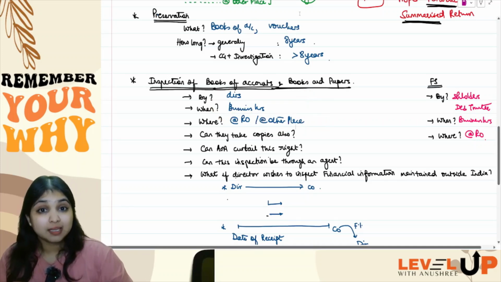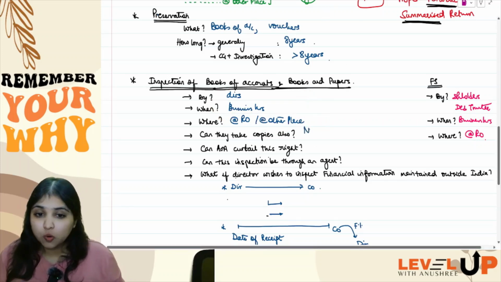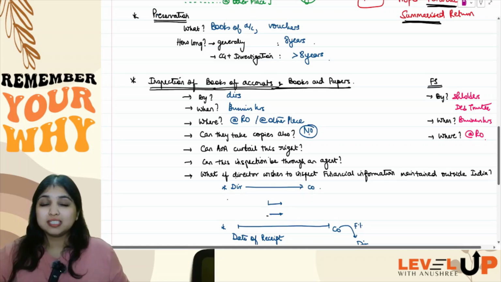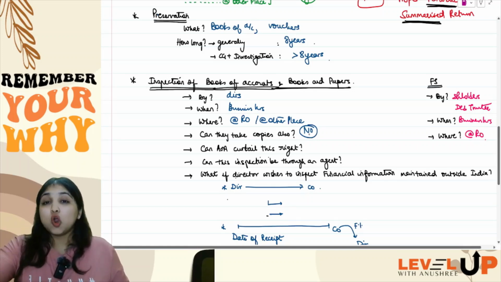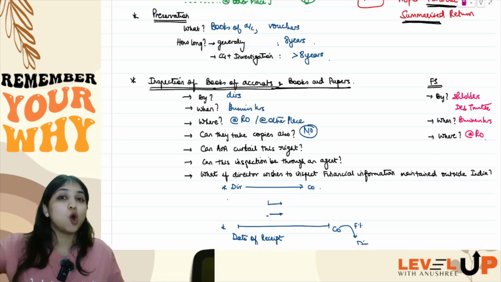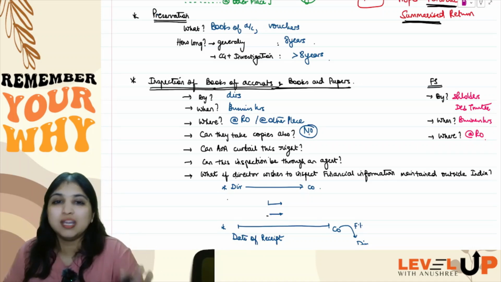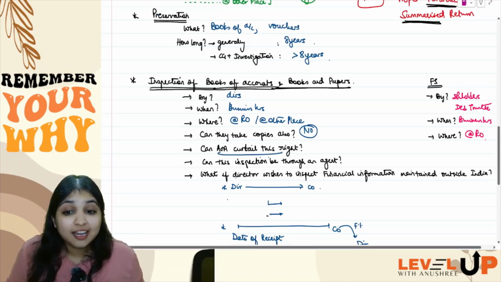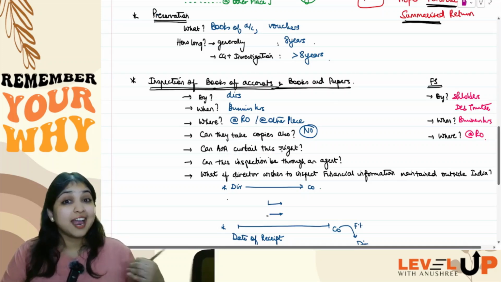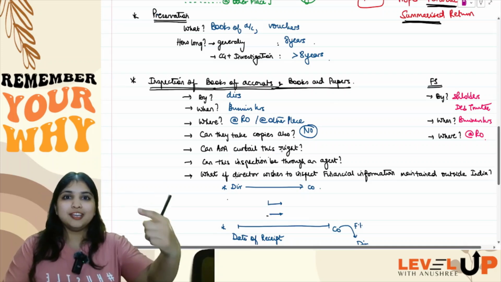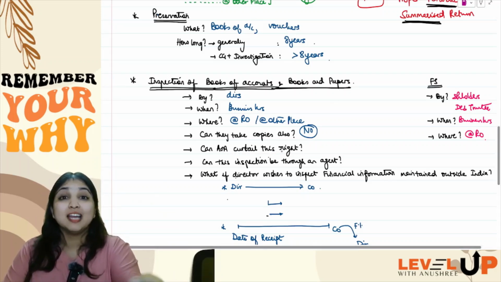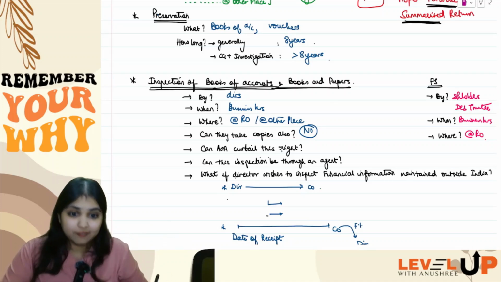Now they can inspect, but can they take a photocopy also? No, because the law uses the word inspect. The law does not use the words "and also take copies." The law is not saying that. They only use the word inspect, so you can only inspect. Can the AOA curtail this right? Can the AOA say, in this company, directors should not inspect? Like that, can the AOA take away the right?